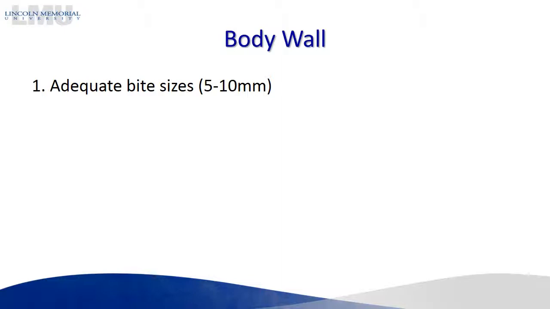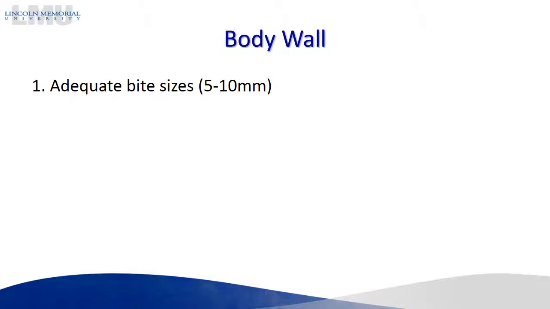The first item that we have on the checklist for scoring the body wall is an adequate bite size, and that's defined as a measurement of 5 to 10 millimeters. The bite size is the distance back from the cut edge that the needle is passed through the tissue, and then it's brought up perhaps in the middle, and then the distance that it's passed through the tissue on that near side. So this is, in other words, the amount of tissue that's grasped in the suture as it's tied.